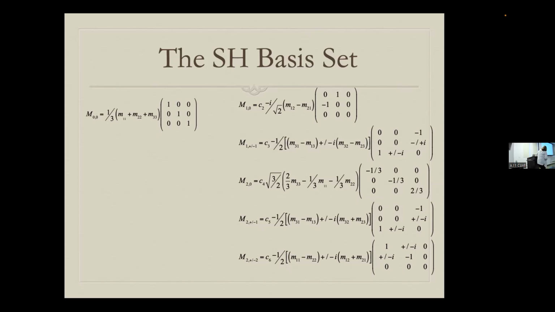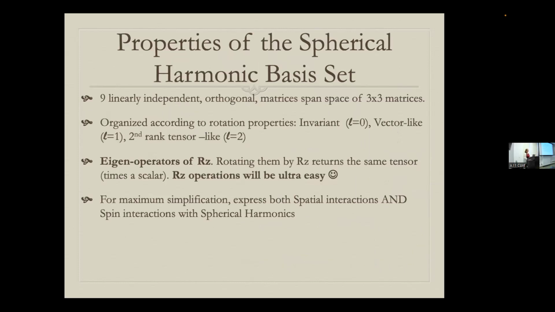So the L equals 2 ones, you can see that they are all traceless and they are all symmetric. And the amplitude that you would have if you're re-representing something you already knew the values of as a Cartesian, they all will have these prefactors that you could get from those 9. So this is a different basis set for rewriting your 3 by 3. 9 linearly independent orthogonal matrices span the space of any arbitrary 3 by 3. They are organized according to rotation properties. They're vector-like, tensor-like, or invariant.